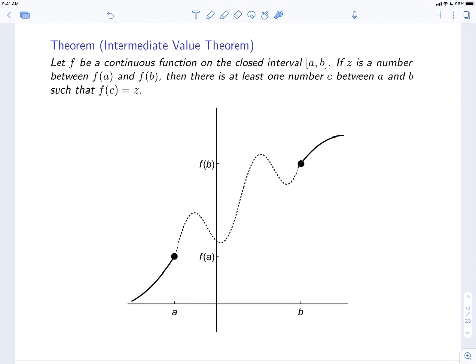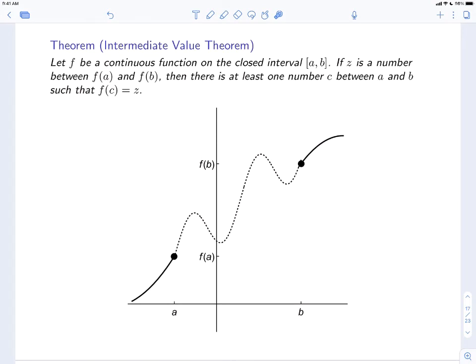Let's talk a little bit about the intermediate value theorem. This is a theorem about continuity. Continuity on an interval. Let f be a continuous function on the closed interval from a to b. If z is some number that is strictly between f of a and f of b, then there is at least one number c between a and b such that f of c is equal to z.